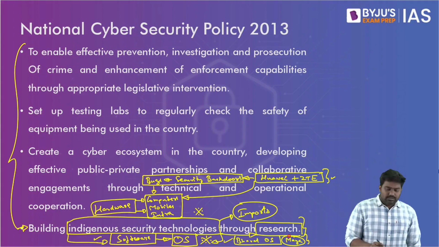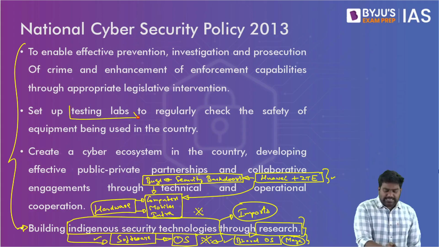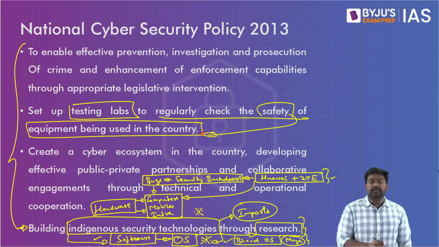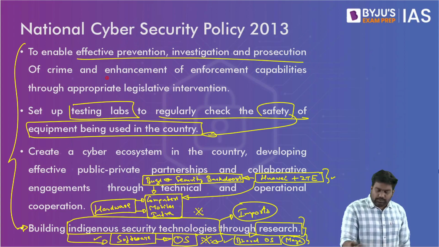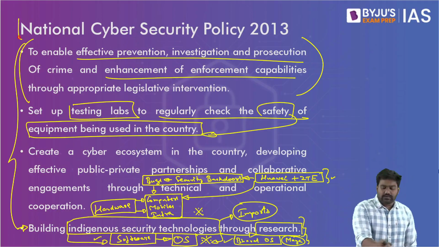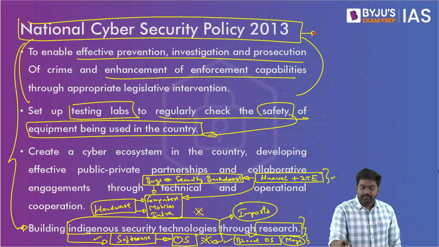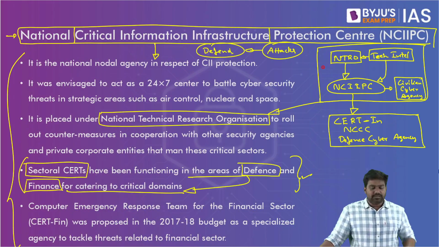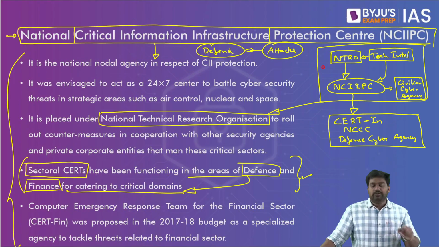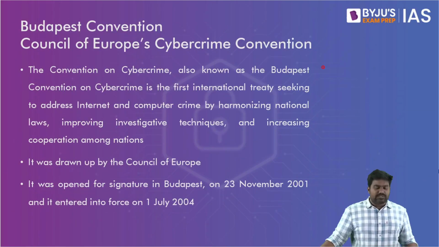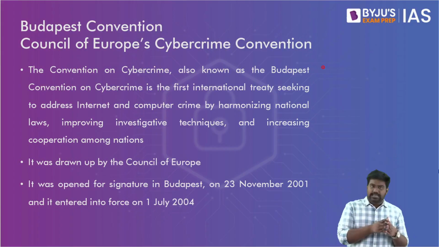All right. So other than that, the policy talked about setting up testing labs to check the safety of the equipment which we are installing in the country. It talked about enhancing our capabilities. So such suggestions were provided. It was basically a roadmap. You can call it a roadmap for improving cyber safety in India. All right, but the biggest change was the establishment of the two institutions, NCIIPC for defending our critical infrastructure and NCCC for coordination. These were the major changes that happened through the National Cybersecurity Policy.